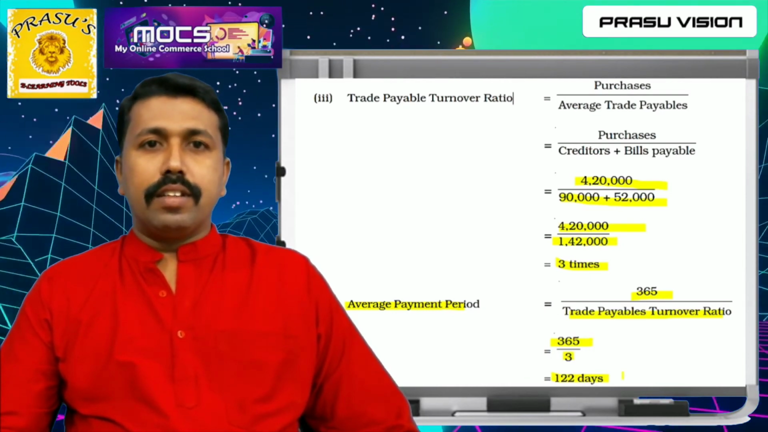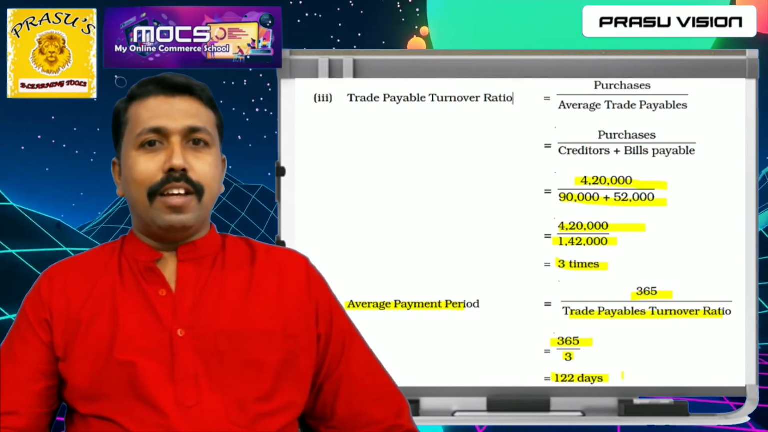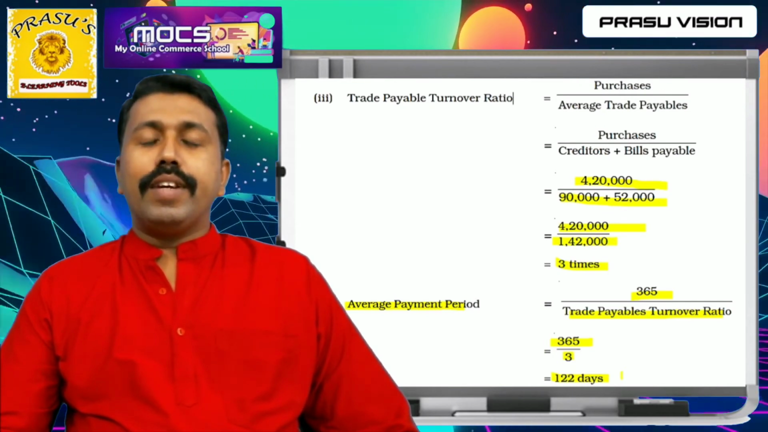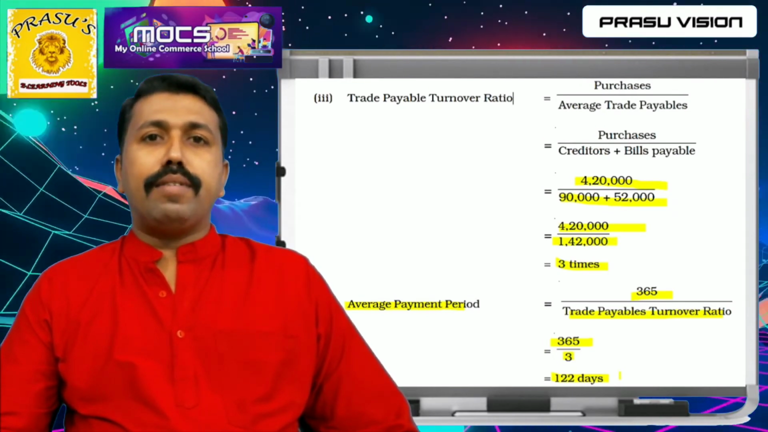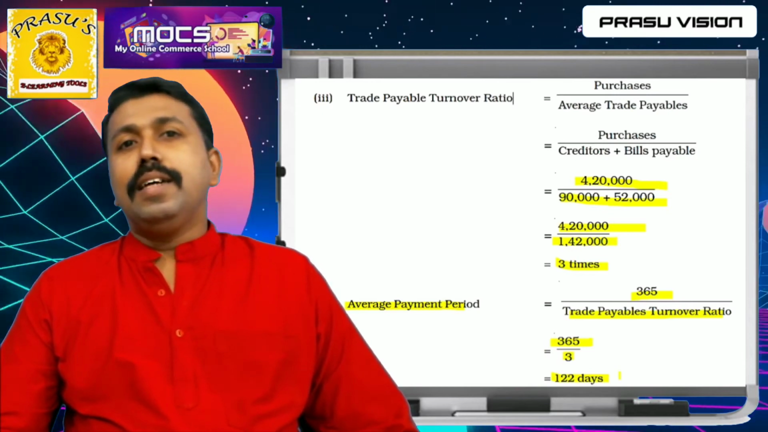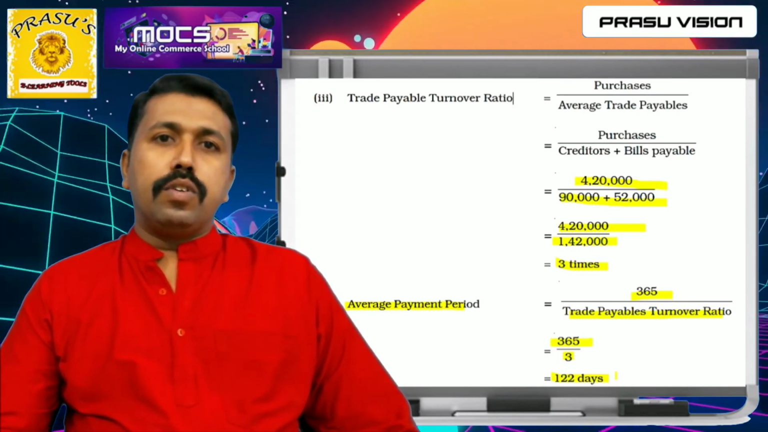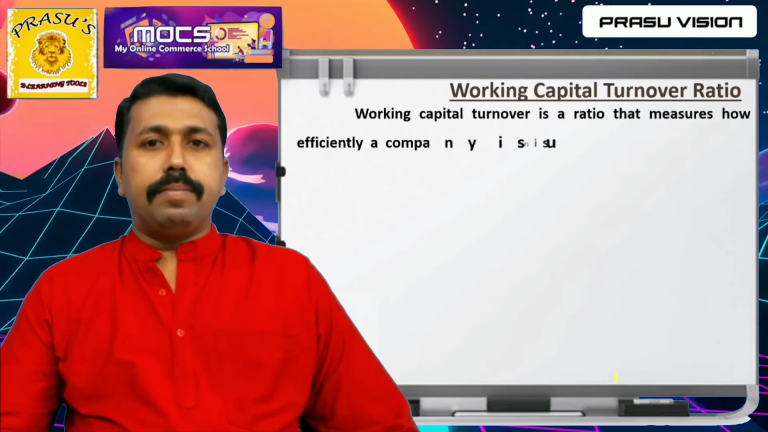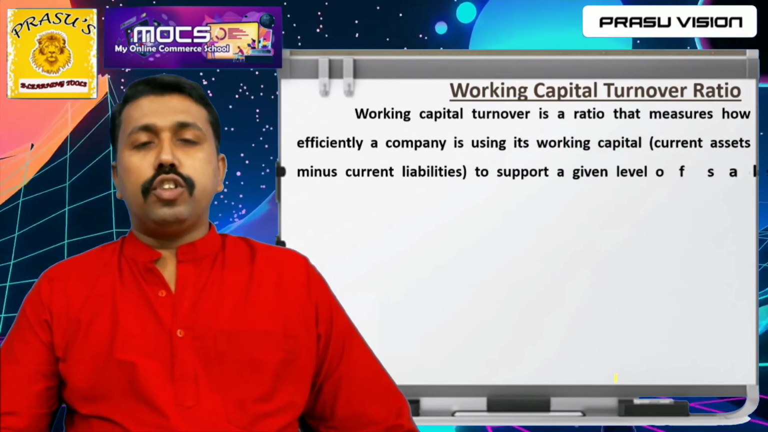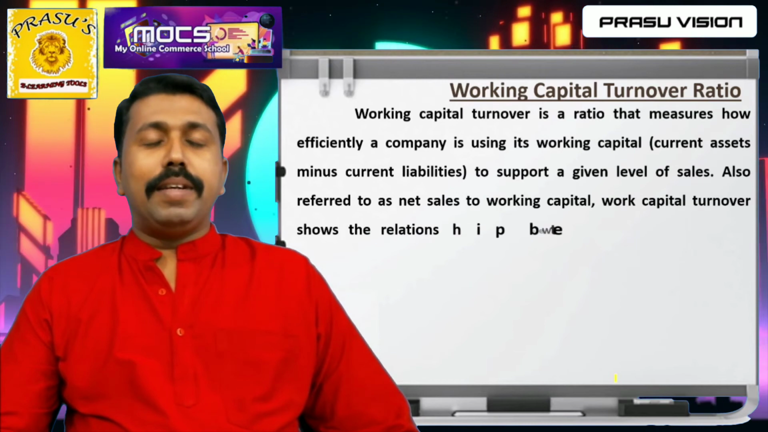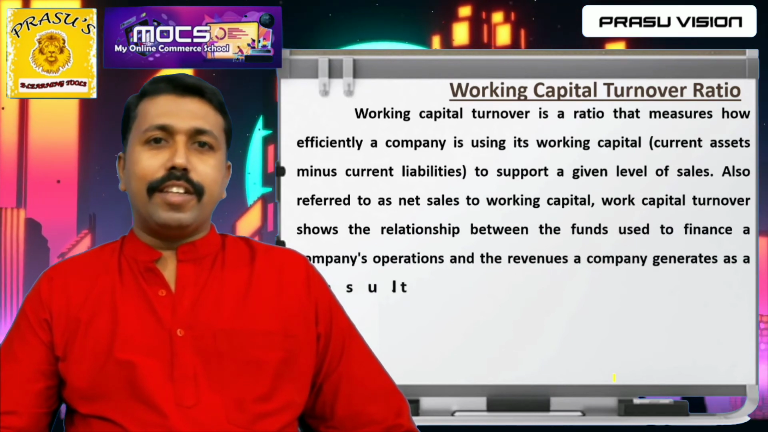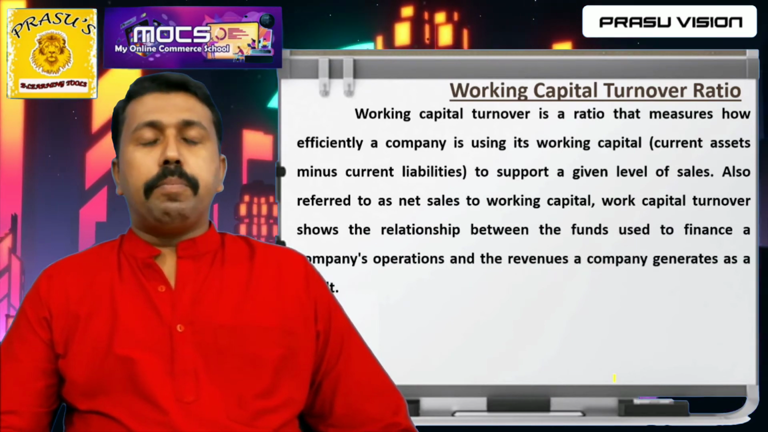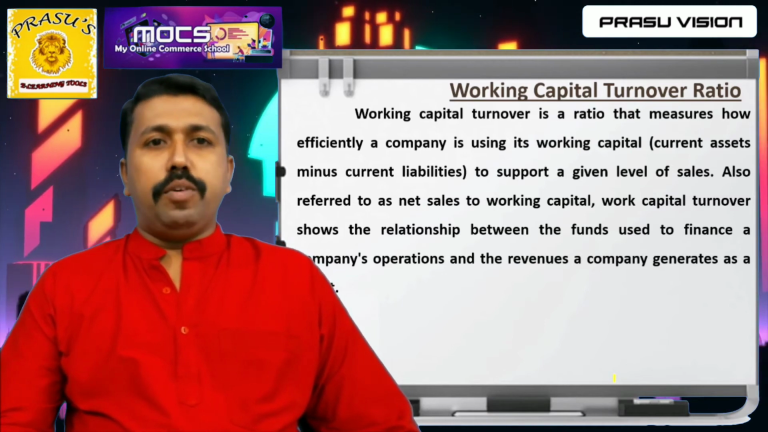So my dear students, keep in mind, sometimes we can expect an objective question for the calculation of this average collection period or average payment period also. So please keep in mind the equations. We are moving to the last ratio coming under our activity or turnover ratio, that is very important: the working capital turnover ratio.